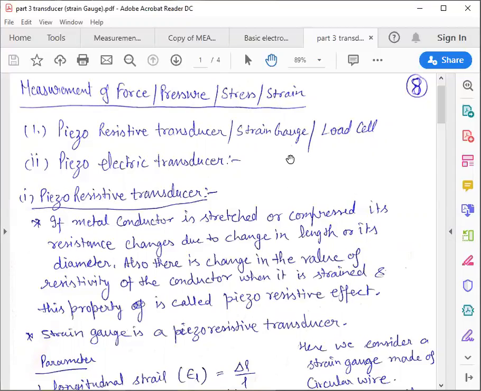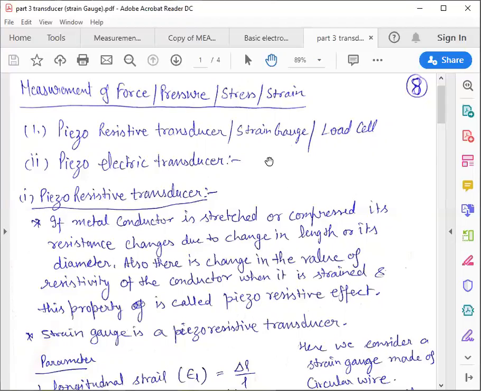Now let's start today's topic: strain gauge, or measurement of force, pressure, stress, or strain. Till now we have learned how we measure displacement with the help of transducer. In that case, we studied three types of transducer: potentiometer, LVDT, and Hall transistor. Now we will learn how we measure force, pressure, stress, and strain with the help of transducer. In this series, we will learn about strain gauge, load cell, and piezoelectric transducer.